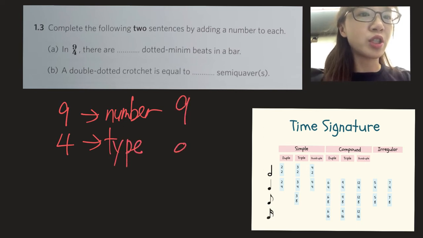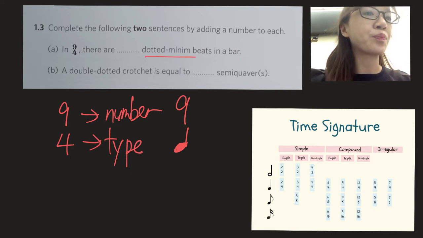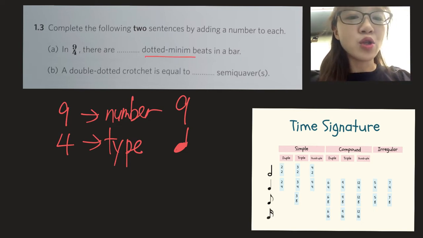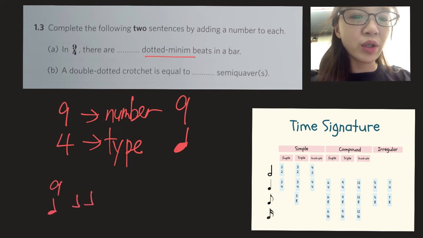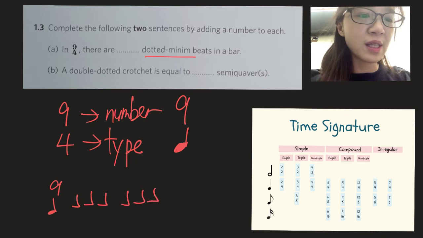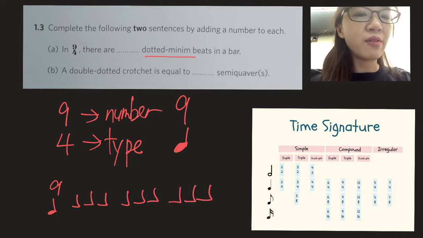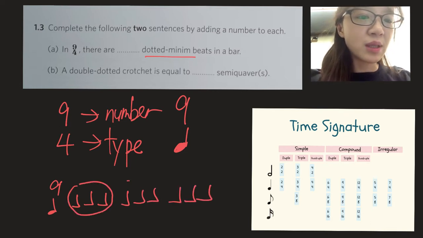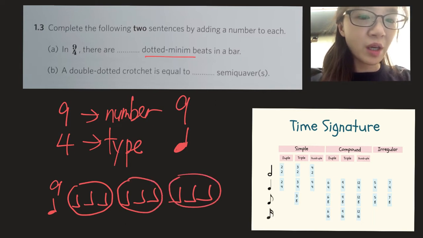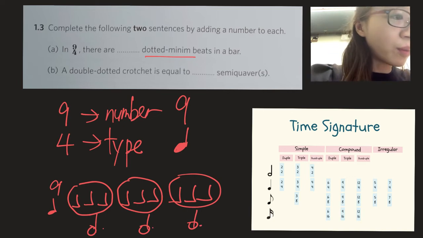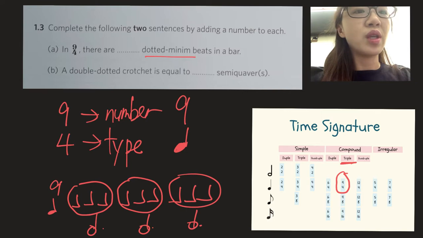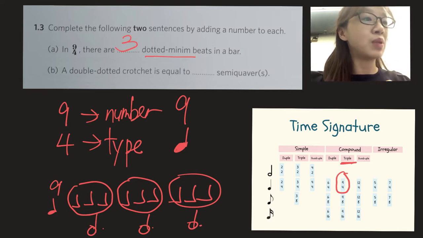So 9 crochets. Alright, how many dotted crochet beats are there in the bar? In case you're not very sure, you could even draw out 9 crochets. 1, 2, 3, 4, 5, 6, 7, 8, 9. Yes, there are 3 groups. So even from here, you can tell there are 3 groups. So there are 3 dotted crochet beats in the bar.